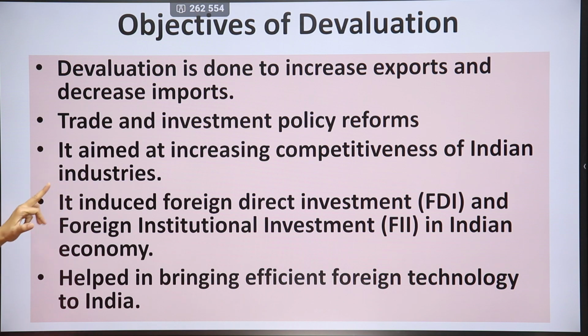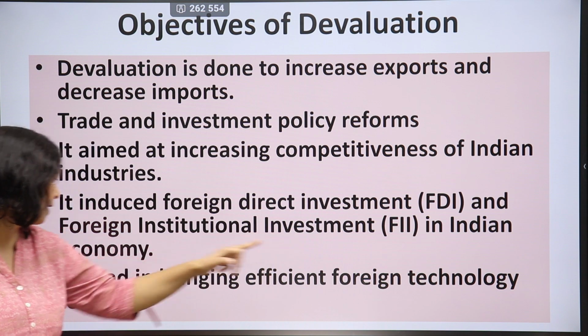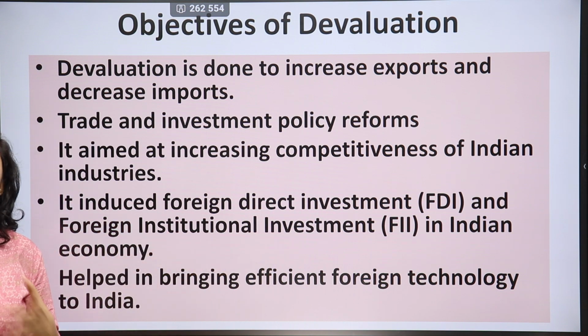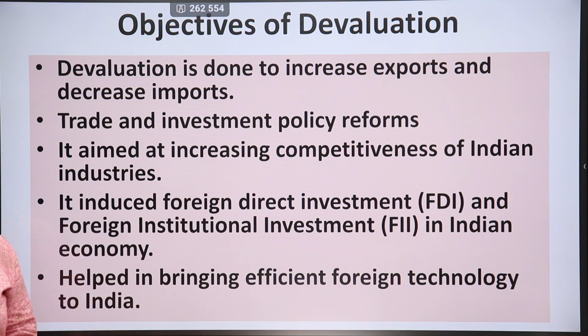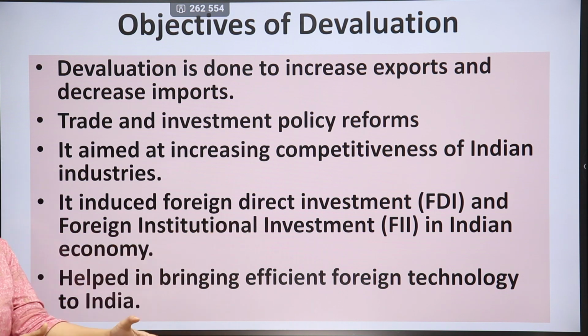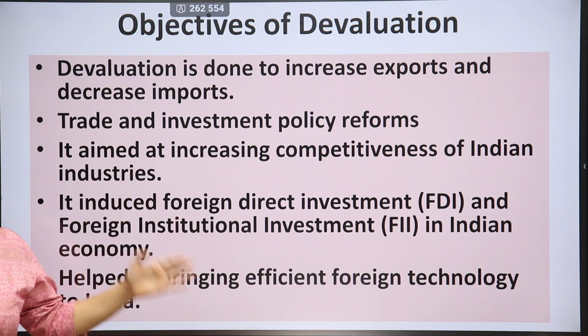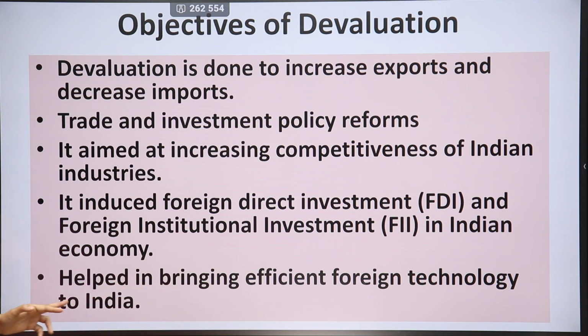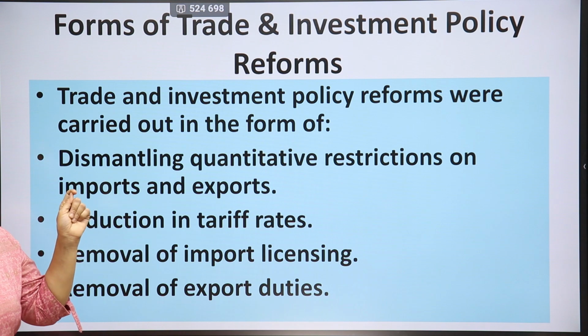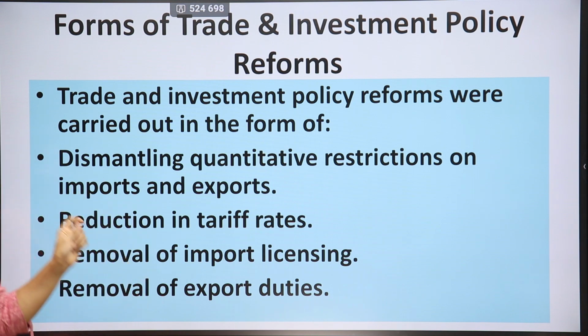Then it induced foreign direct investment and foreign institutional investment in the Indian economy. So now people felt that when you produce in India, you can sell more to other nations, and that's why people from other nations across the world wanted to invest in India in FDI, that means directly establishing factories and firms in India, and by investing in equities in different industries of India. Helps in bringing efficient foreign technology in India. Forms of trade and investment policy reforms.